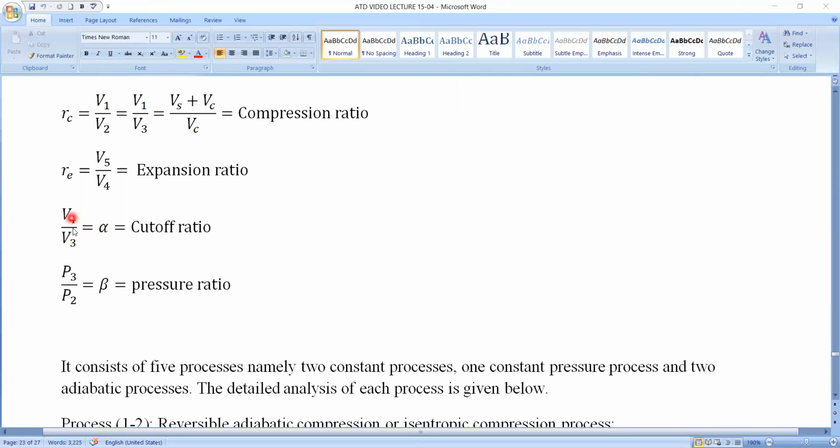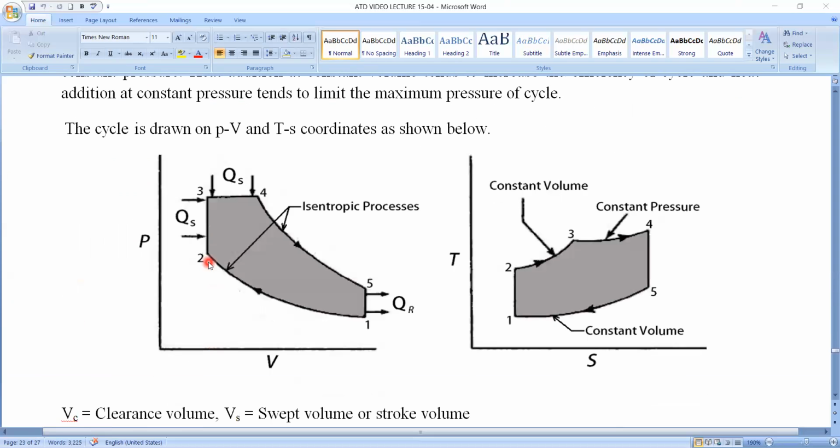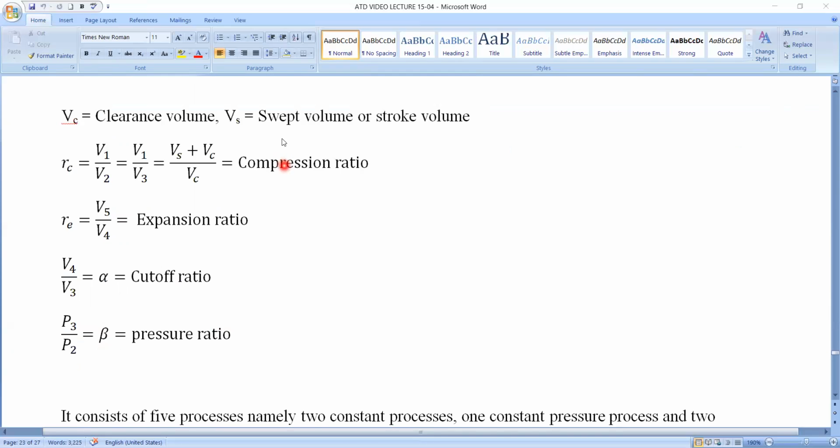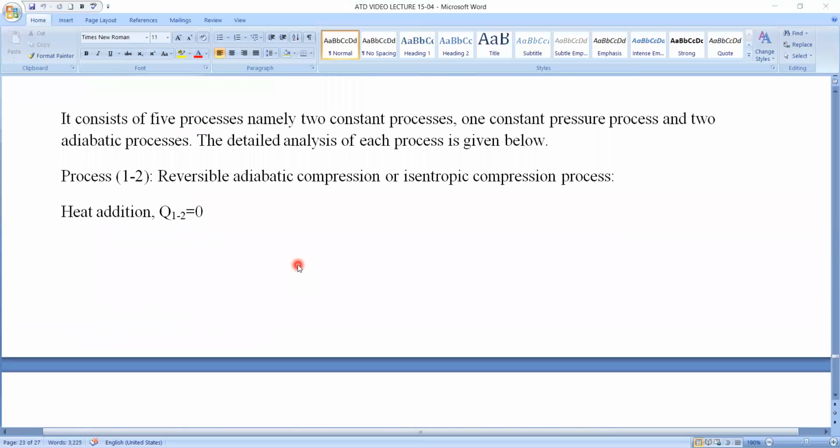So V4 by V3 is a cutoff ratio. Similarly, P3 by P2. Now 2 to 3 is also the heat addition process, which is at constant volume. Now pressure at the end of heat addition divided by the pressure at the beginning of heat addition during the constant volume process. So this pressure ratio is represented by beta. So these are the things which you need to remember. Fine. Now, let's analyze each and every process in detail.